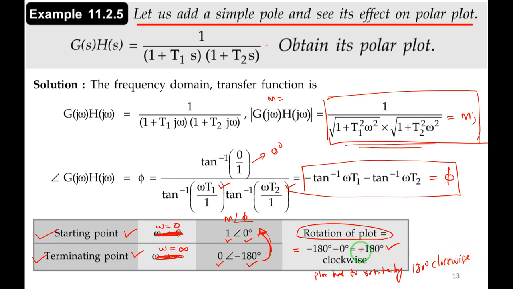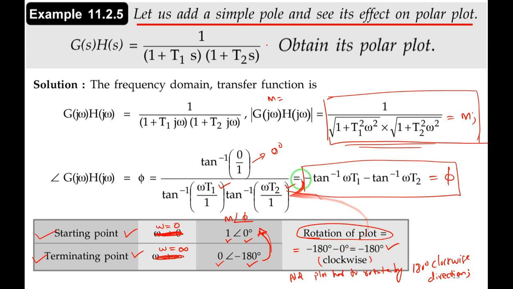Suppose this is plus 180. The plot has to rotate by 180 degrees anti-clockwise. Anti-clockwise is positive, clockwise is negative. So since I am getting negative, you can write simply clockwise, or else if you want to be very clear, the polar plot has to rotate by 180 degrees in clockwise direction. If you want to write it like this, this will be very clear.